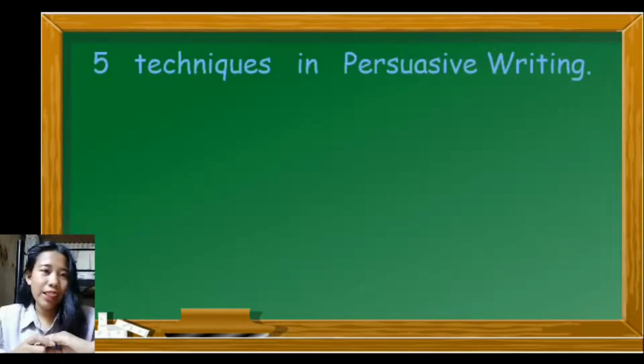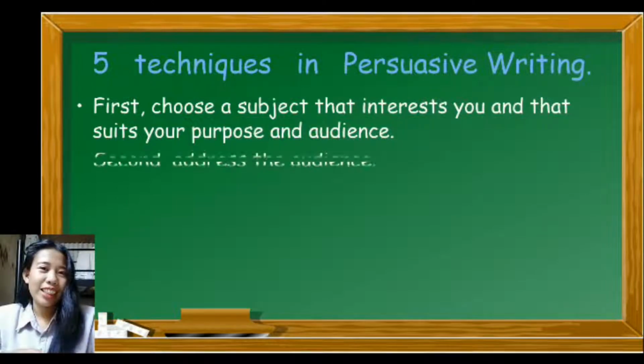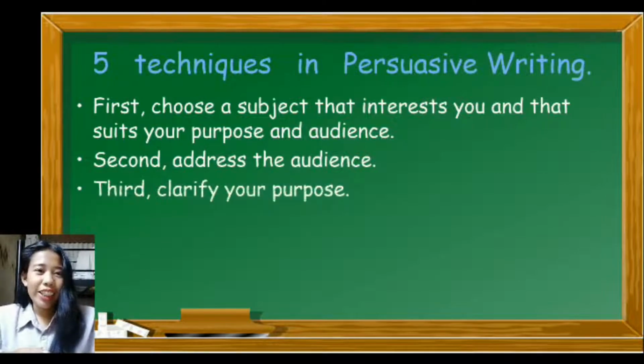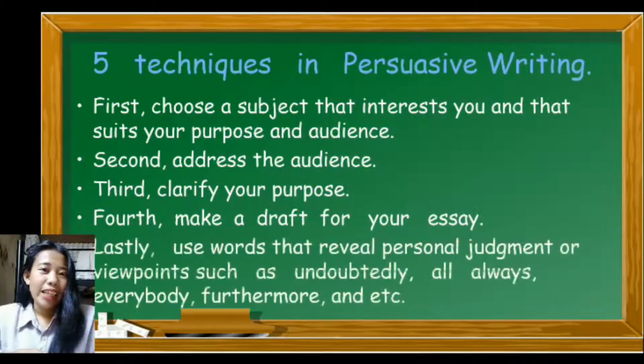And here are the 5 techniques in persuasive writing. The first one is to choose a subject that interests you and that suits your purpose and audience. The second, you must address the audience. The third is to clarify your purpose. Fourth, make a draft for your essay. And lastly, you use words that reveal personal judgment or viewpoints such as undoubtedly, all, always, everybody, furthermore, and etc.